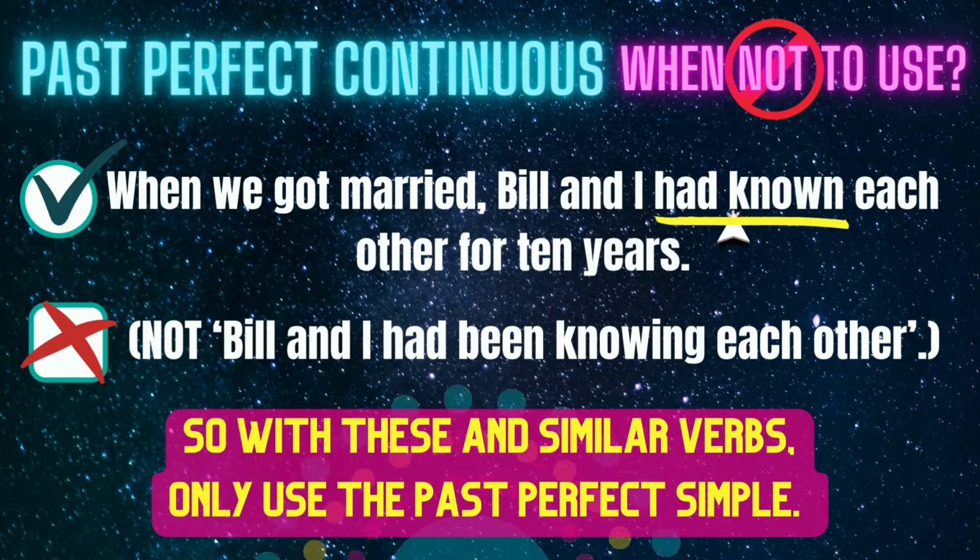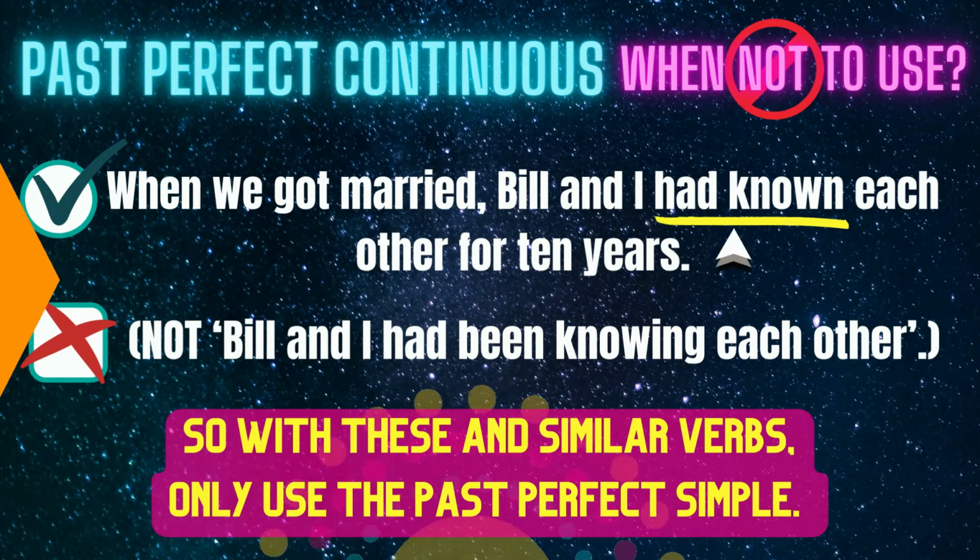Just like in the following example, when we got married, Bill and I had known each other for 10 years. Never use it this way: Bill and I had been knowing each other. This is incorrect.